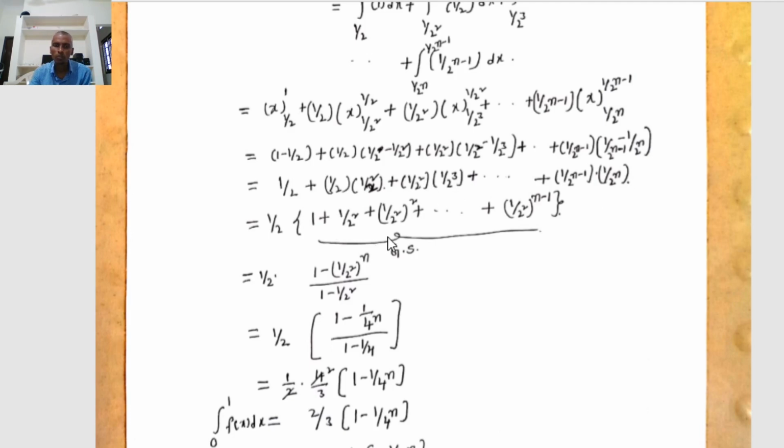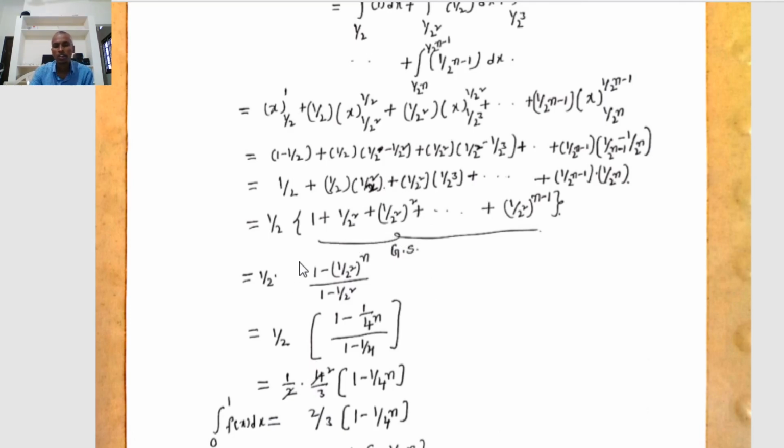1/2 to the power of 4, that is (1/2 square) whole square, plus up to so on, (1/2 square) whole to the power of n minus 1. Here we observe that the bracket is a geometric series where a equals 1 and r equals 1/2 square.